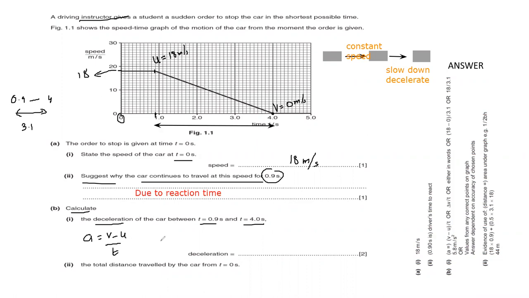So when we substitute, the final is 0, the starting speed is 18, and the time interval is 3.1. So minus 18 divided by 3.1 will give us minus 5.8 meters per second squared. It is 18 divided by 3.1, so it is 5.8 meters per second squared.